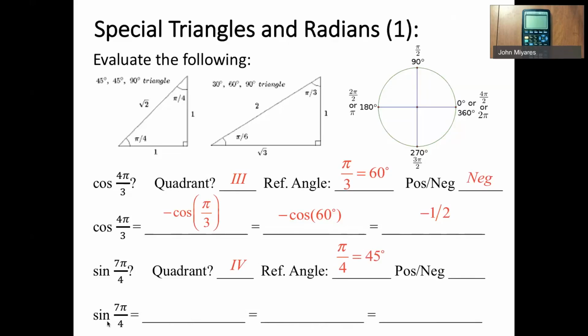In quadrant 4, cosine is positive, which means that the sine of the angle will be negative. So the sine of 7 pi over 4 will be the same as the negative sine of pi over 4, or the negative sine of 45 degrees. If we look at that on our reference triangle, that tells me that my value will come out to be negative square root of 2 over 2. Negative because we're in quadrant 4, square root of 2 over 2 because it's a 45-degree reference angle.